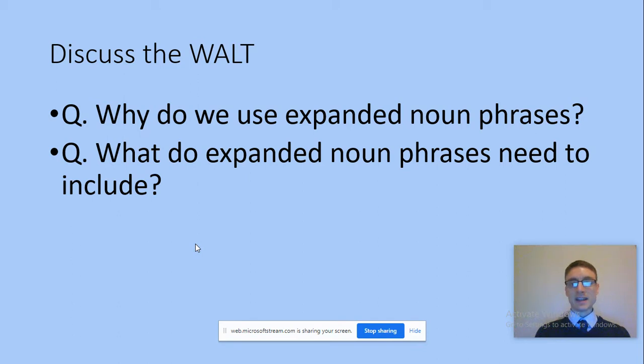So what do expanded noun phrases need to include? Now, there's a bit of a clue in the actual name, isn't there? So they do include nouns, but an expanded noun phrase will often include adjectives. They give more information about that noun.